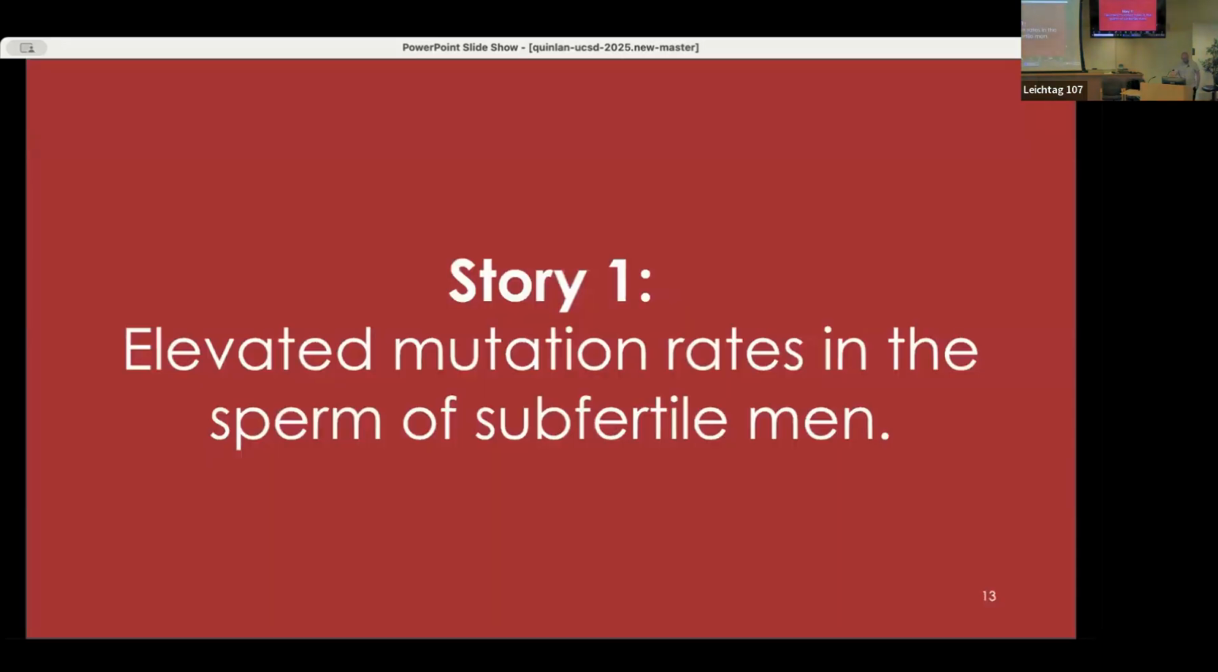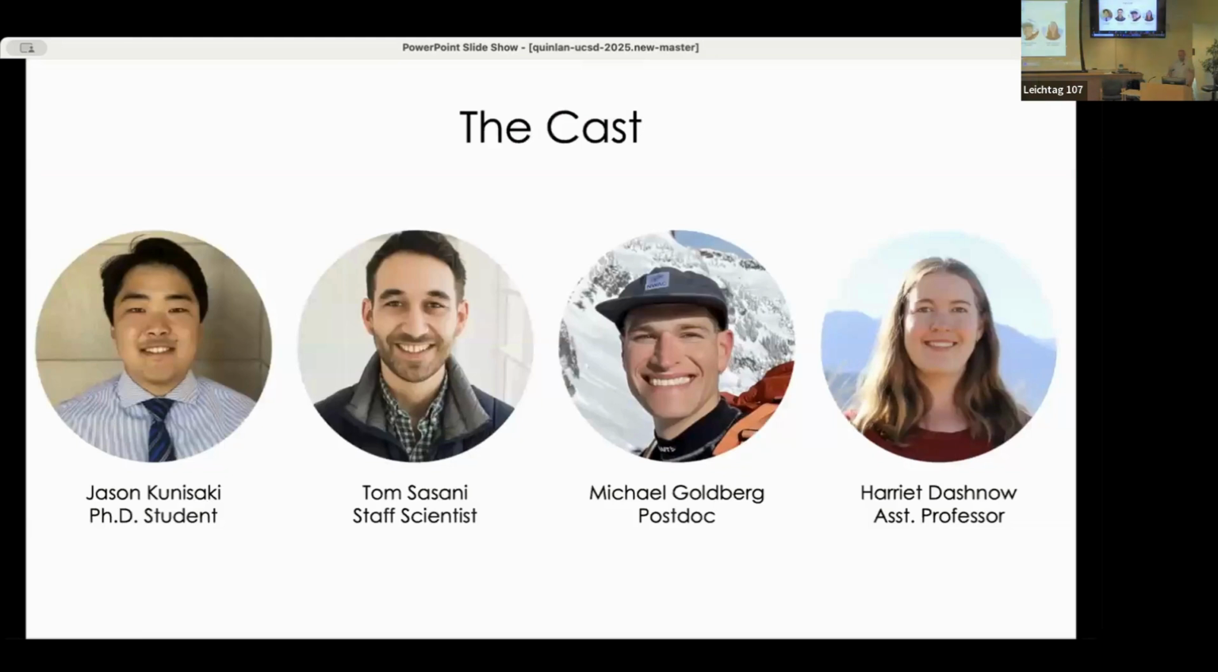Okay, so first story, elevated mutation rates in sperm of subfertile men. I want to just first give a shout out to the people in the lab that have made this possible. The real star for this first story is Jason Kunisaki, who's in the PhD phase of an MD PhD.